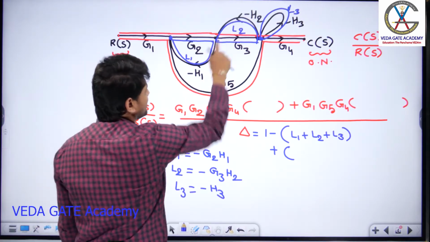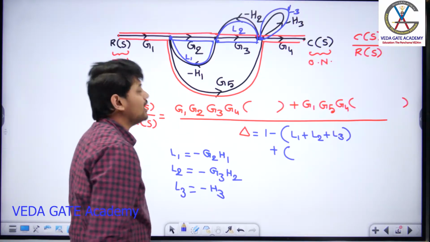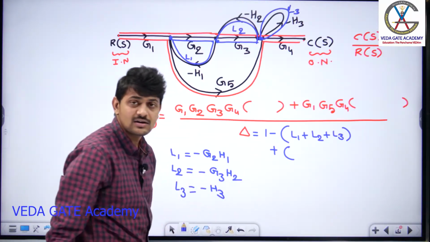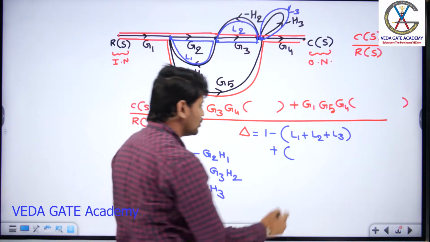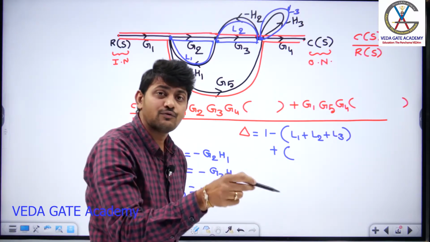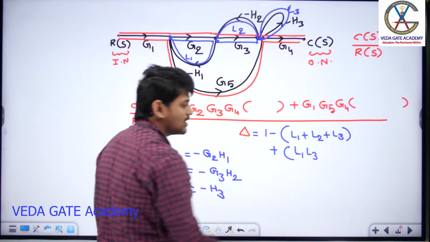Can I say this loop L1 and L2 are touching? Yes, they are touching. They are having a common node here. And what about loop L1 and L3? They are not at all sharing any common node. So we can treat loop L1 and L3 as non-touching loops. So what is the second term? Sum of product of two non-touching loop gains. I can say multiplication of two non-touching loop gains L1 and L3.